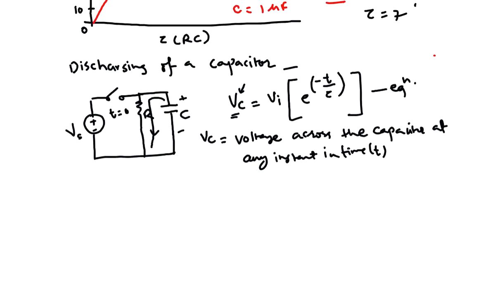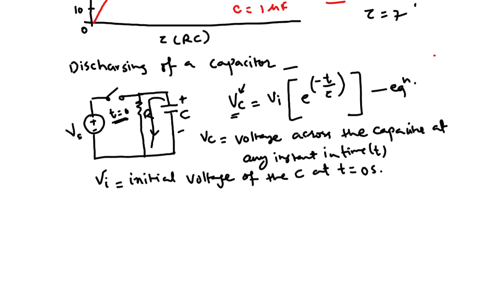What is VI? This is the initial voltage of the capacitor at time t equal to 0. So at time t equal to 0, you open the switch. Whatever voltage you had across the capacitor plates, that is your VI of the capacitor at t equal to 0 seconds. Then t is the time in seconds, and tau is again the RC time constant that is responsible for charging and the discharging of the capacitor.